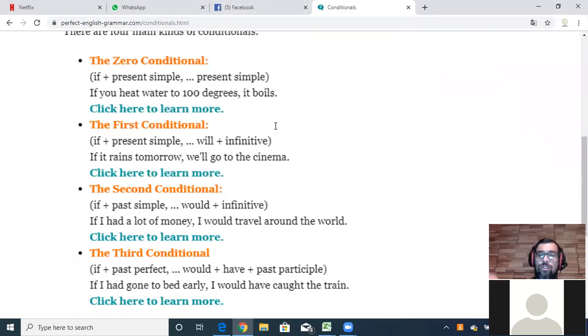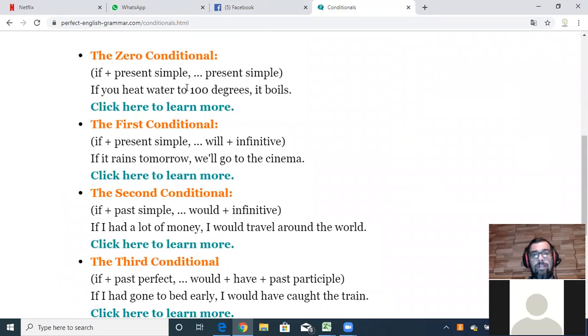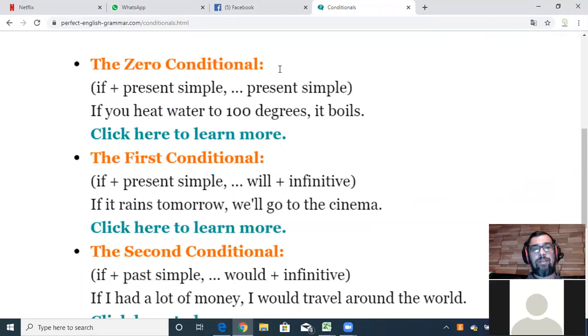Okay. So just to remind us a little bit in general, remember that we have the zero conditional, right? Which is if, present, and present. If you heat water to 100 degrees, it boils. So remember, this one is for you to be able to talk about real things. Do you remember this zero conditional? Okay. Could you give me just very quick an example of this zero conditional?